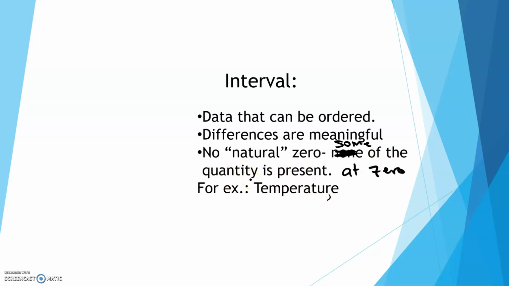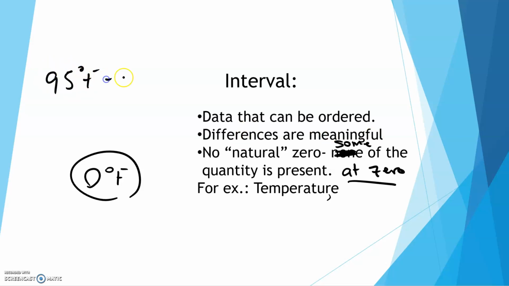A good one is temperature. If we have 0 degrees Fahrenheit, the quantity that we're talking about is temperature. Is some of the quantity still present at 0? Well, yeah, you still have temperature at 0 degrees Fahrenheit, okay? And you can put your temperatures in order from 0 all the way up to, we can just say 100. The differences do mean something. If we've got 95 degrees Fahrenheit minus 5 degrees Fahrenheit, that's going to give us a new temperature, okay?